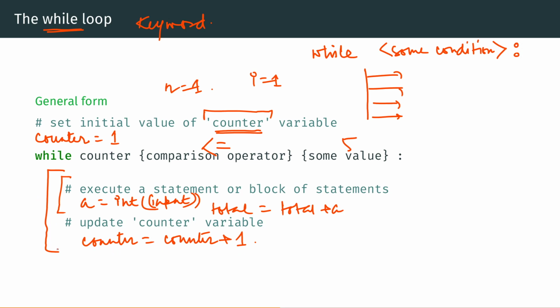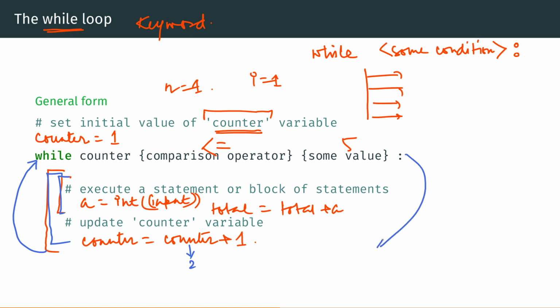And from here, it goes back and checks again. And it says, is counter less than or equal to 5? Yes, it is, because counter is 2. Then you go back again, you execute the statements, you update the counter, counter equals counter plus 1, and the counter's previous value was 2, so now it's 3. Again, go back. Is counter less than or equal to 5? Yes, it is. Counter is 3. You execute the statements here again, increment the counter again, so the counter is now 4. You go back, you do this again and again.